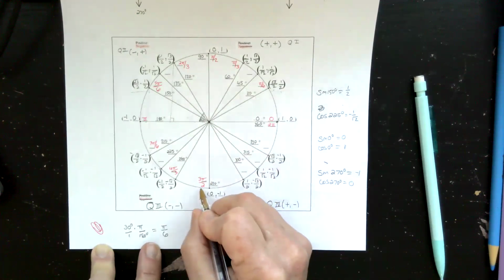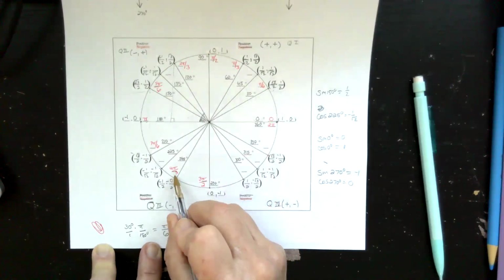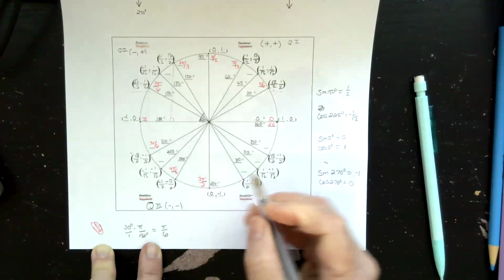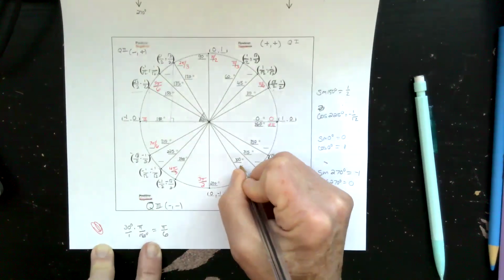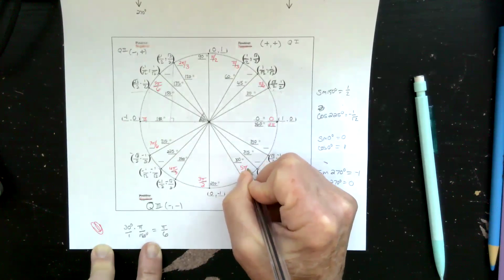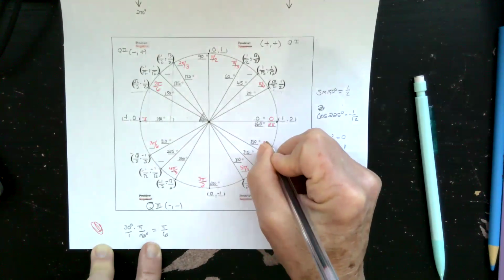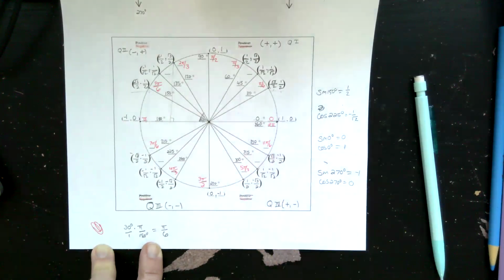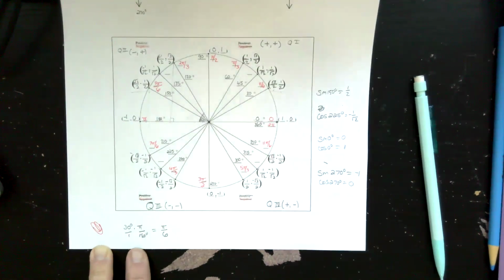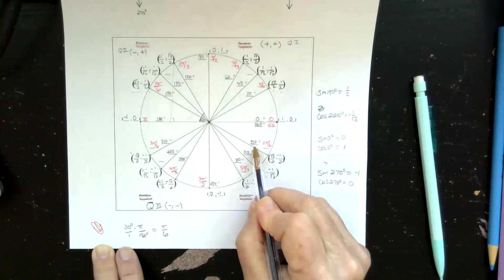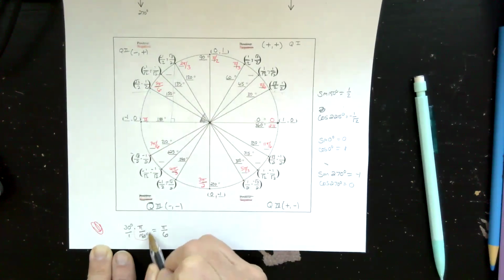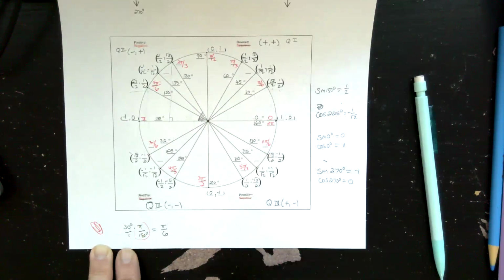Plus another pi over 6 would be 9 pi over 6, but that can simplify down to 3 pi over 2. Plus another pi over 6 would be 10 pi over 6, but that simplifies down to 5 pi over 3. Plus another pi over 6 would be 11 pi over 6. Now, if you don't like doing it that way, that is fine. You can take 330 and just convert it to radians by multiplying by that, and you'll get 11 pi over 6. That's another way to do this.